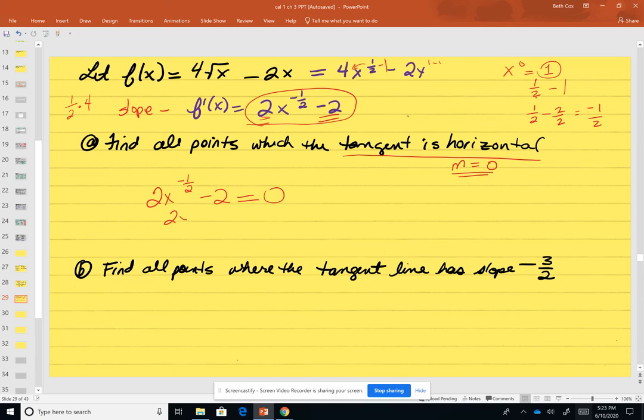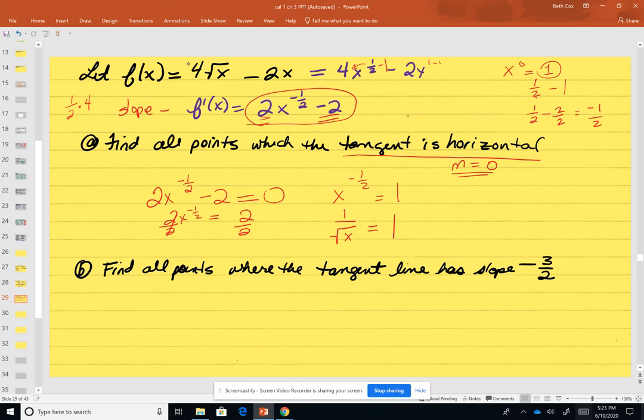So I have 2x to the negative 1/2 is equal to positive 2. I'm going to divide both sides by 2. So I get x to the negative 1/2 is equal to 1, and you're thinking, I have no idea what x to the negative 1/2 is. Well, let's look at it. That's 1 over the square root of x. When is that going to be equal to 1?